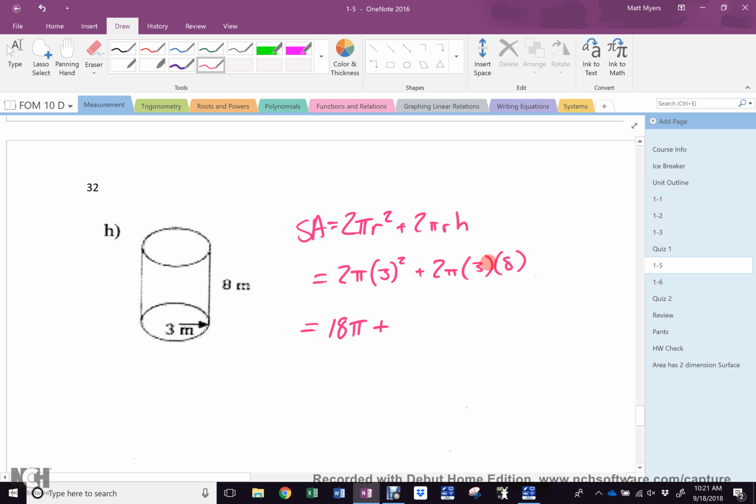Plus, what's 3 times 8? Times 2? 48 pi's there. If I got 18 pi's there and 48 pi's there, how many pi's do I have in total? 66 pi. And that, of course, is meters squared. That is perfectly acceptable. Does everybody understand?